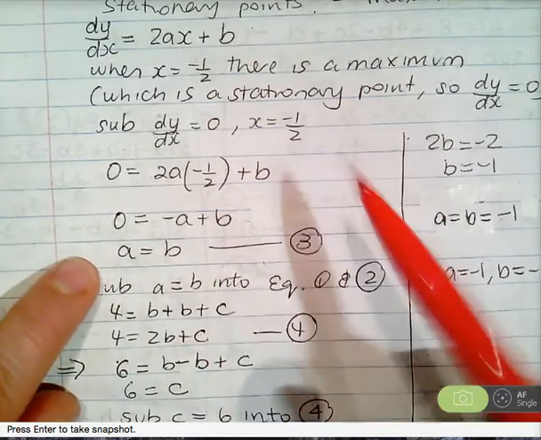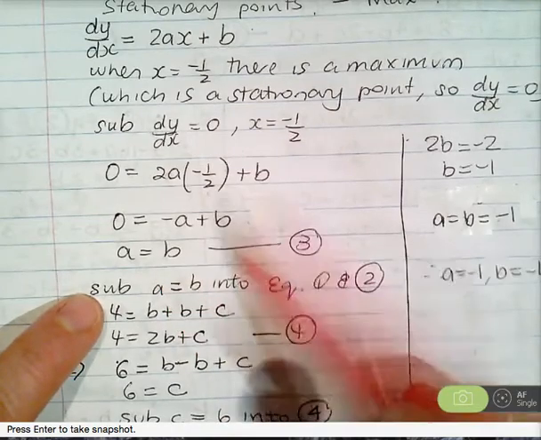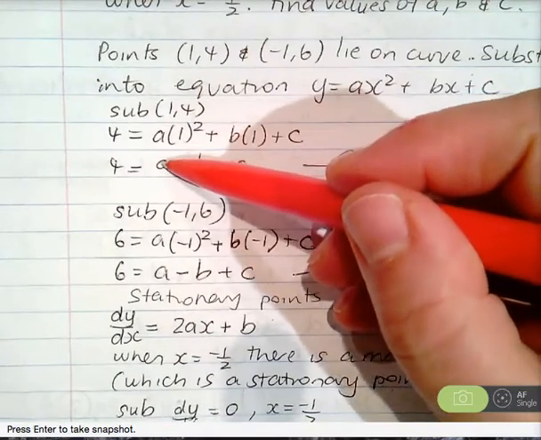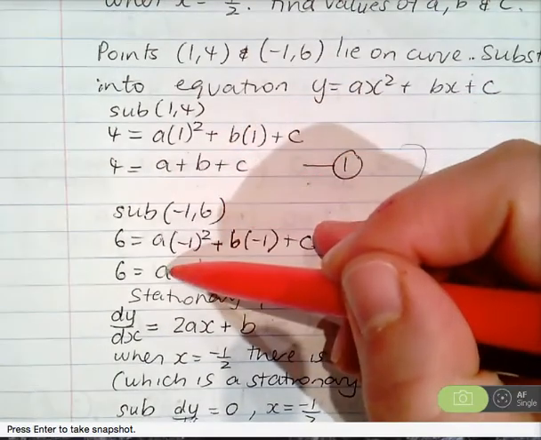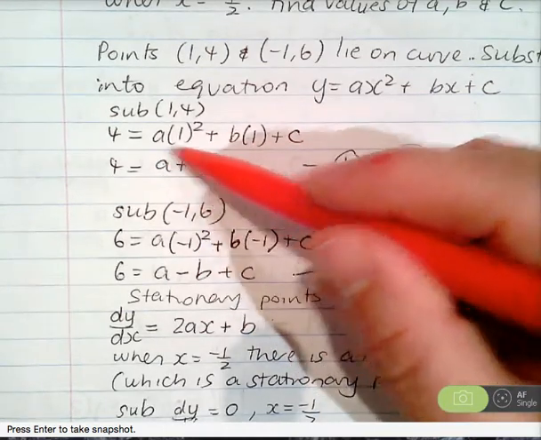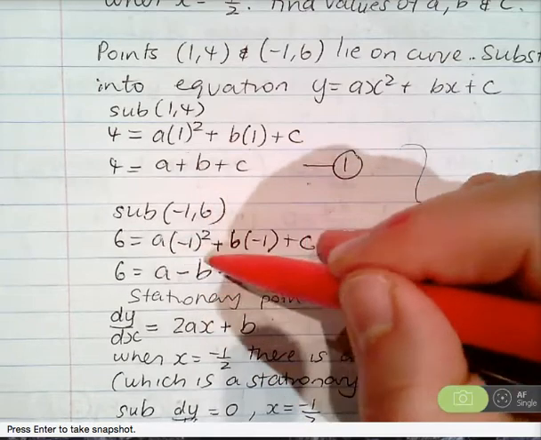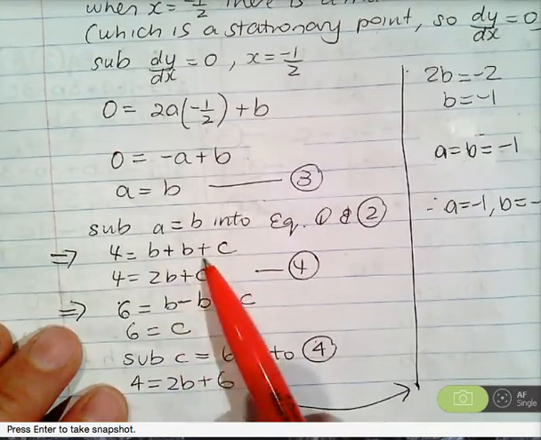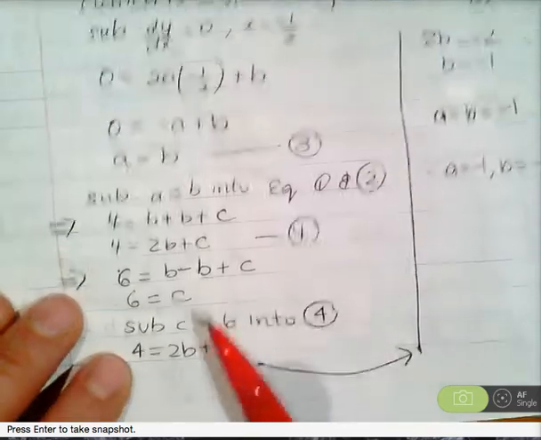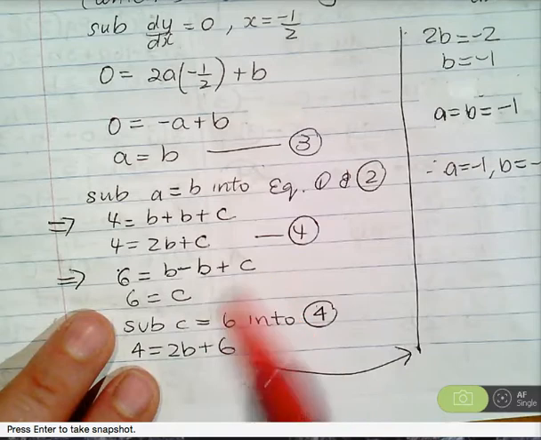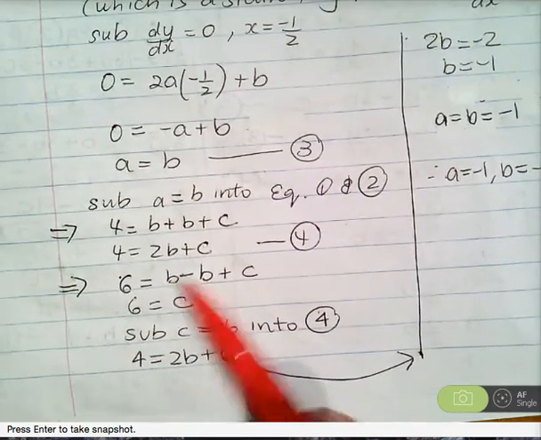So now what we can do is substitute a equals b back into equations 1 and 2 up here. If we put that a is b here, and a is b here, we only end up with two pronumerals. This will be b plus c. This will be b minus b plus c. Substituting into equation 1, we get 4 equals b plus c, which is 2b plus c. And when we substitute into equation 2, we get 6 is b minus b plus c. So 6 equals c, because they cancel.